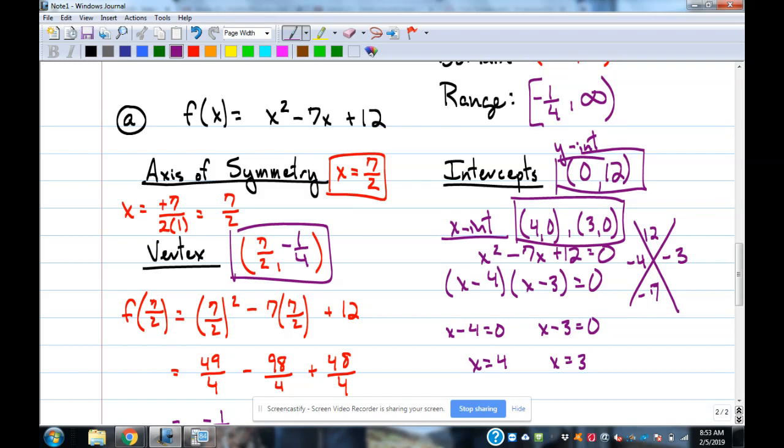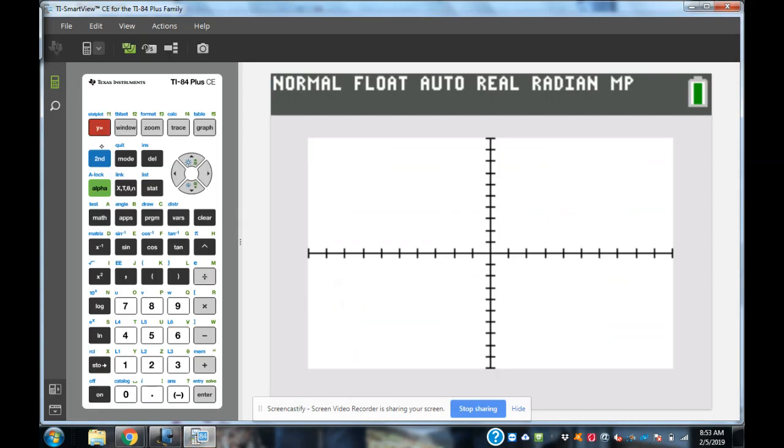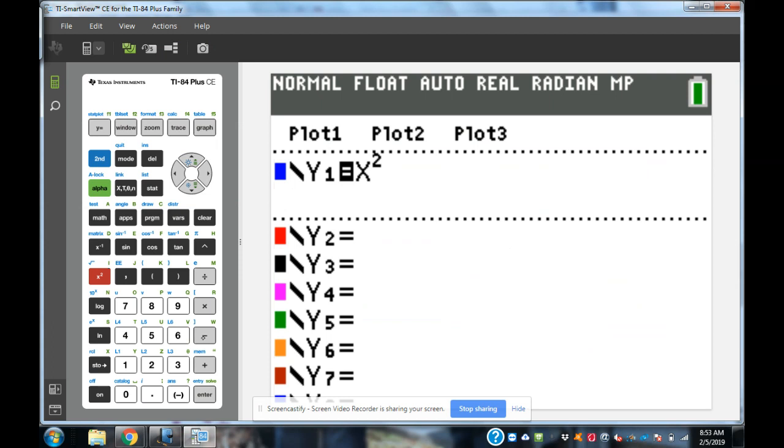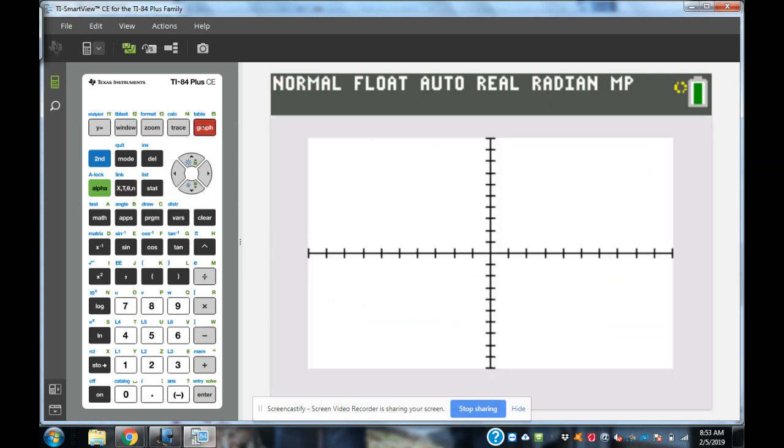Look at the graph, because all this stuff that we found goes with a graph somewhere. So if I go to my calculator, hit y equals x squared minus 7x plus 12, and then hit graph, we see it crossing the x-axis at 3 and 4. That's promising. That means we probably did right.